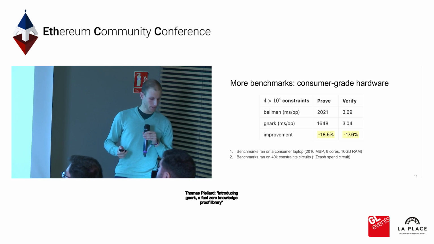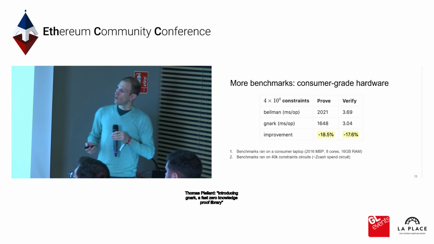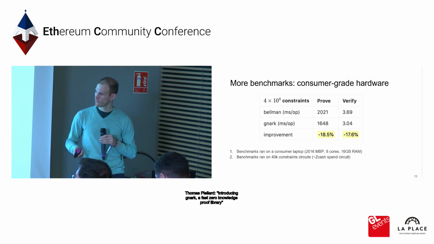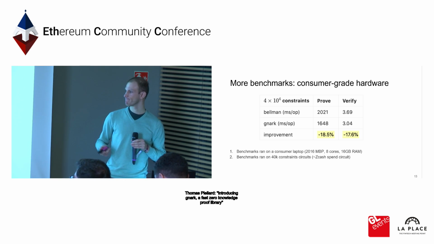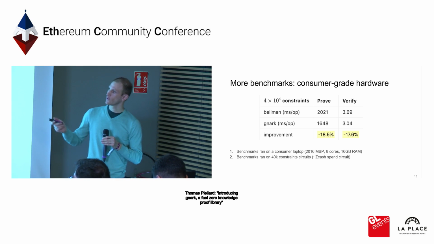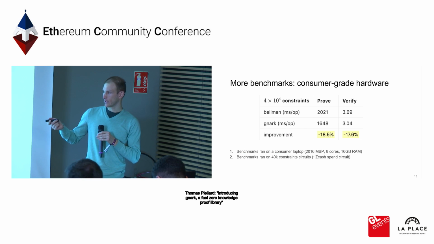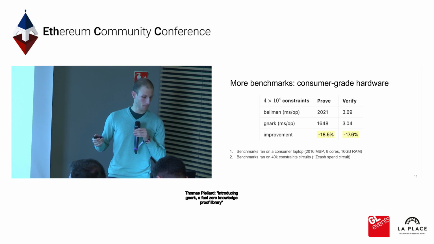Okay, so another benchmark, this time on consumer-grade hardware. This time the benchmarks are on a MacBook Pro from 2016 with 8 cores and 16 gigabytes of RAM. We tested it against a 40,000 constraints program. It's not just a random number, it's roughly the size of the Zcash spend circuit. And you can see that we still have a significant advantage over the state-of-the-art implementation. Okay, it's roughly 18% of performance improvement.